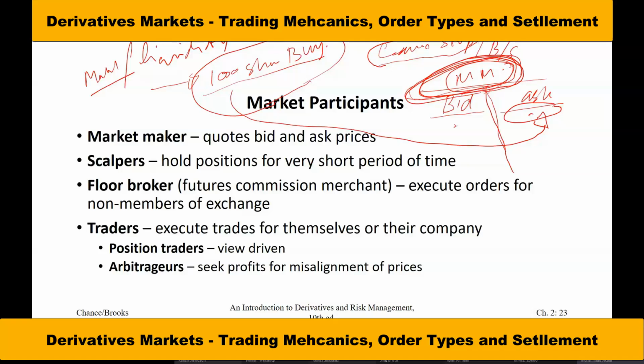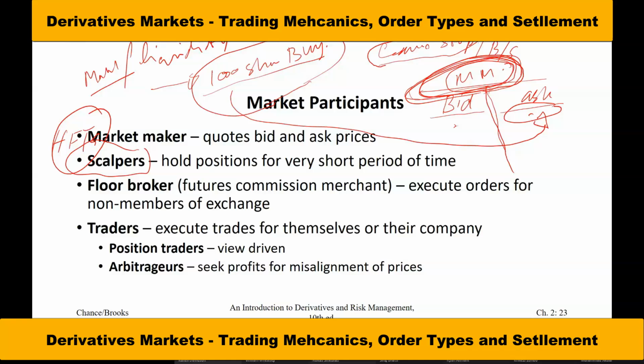Next we have scalpers. Very good examples of scalpers are the high frequency traders, HFTs. They hold a position for a very short period of time, a few minutes. They buy and sell at a very high frequency. This is very risky because transaction costs are a very potent element of the profit and loss for any trade, and scalpers have high transaction costs. Therefore, they have to make a lot of money to remain profitable.